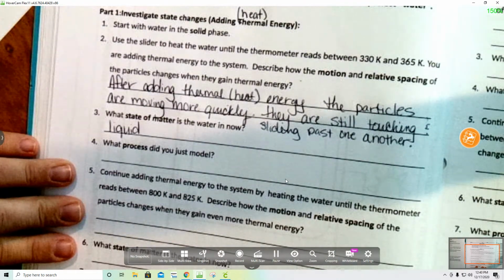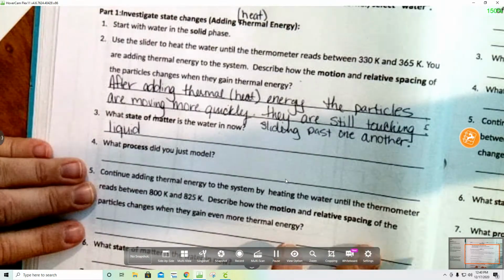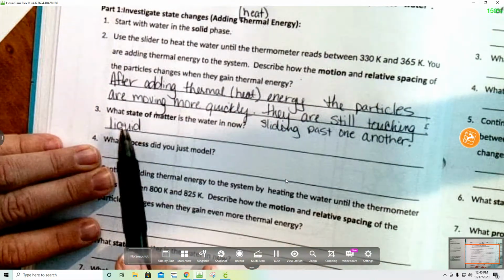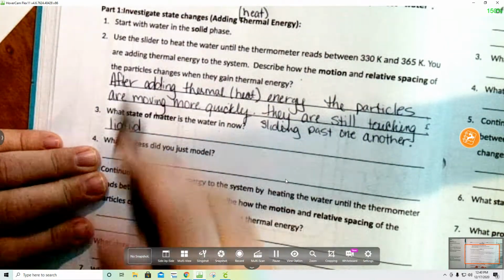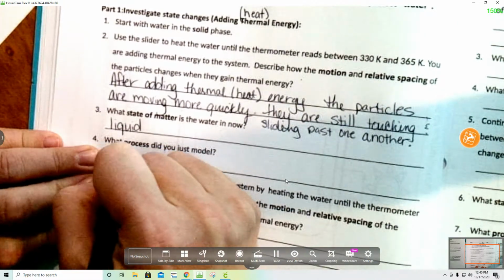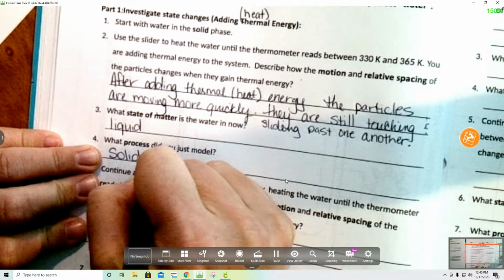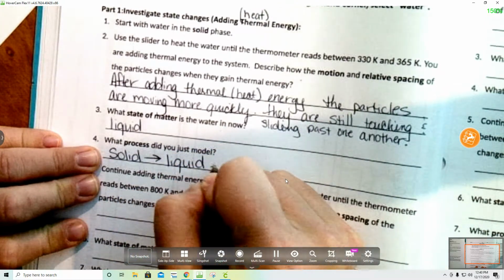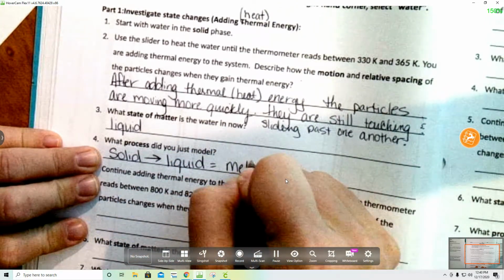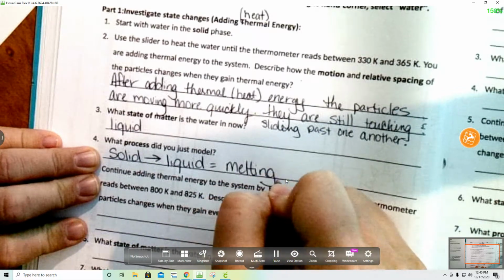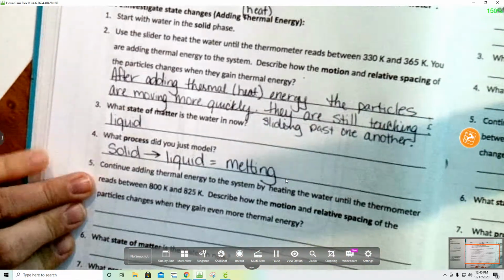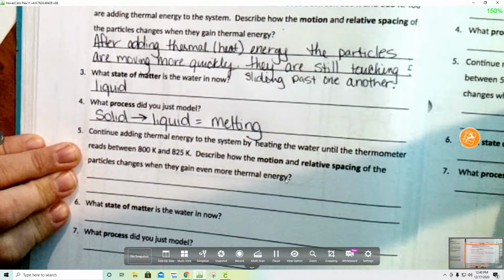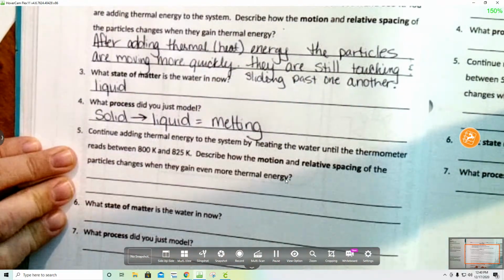Okay. What process did we just model going from solid to a liquid? That's right, melting. Solid to a liquid is the process of melting. All right. If you need to pause, please do. Make sure that you write all of this down before moving forward.